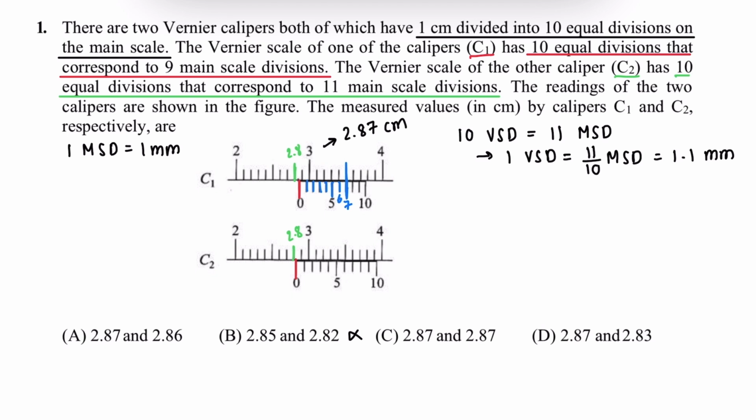I'm going to take this and draw it in a bigger scale. This right here is 2.8 centimeters, and this is the Vernier 0. Now, let's find out which Vernier scale division coincides with one of the main scale divisions. And this, no. But this coincides, and this is the 7th Vernier scale division.